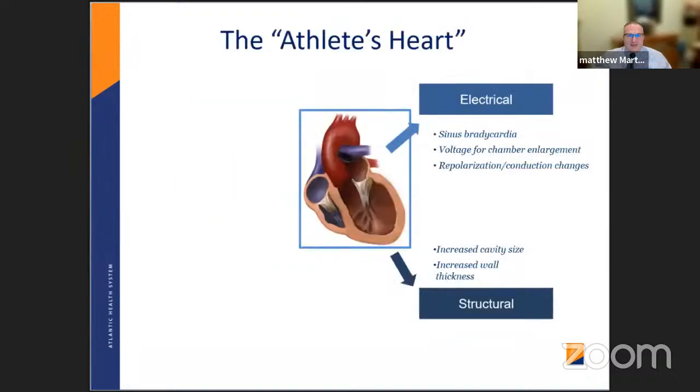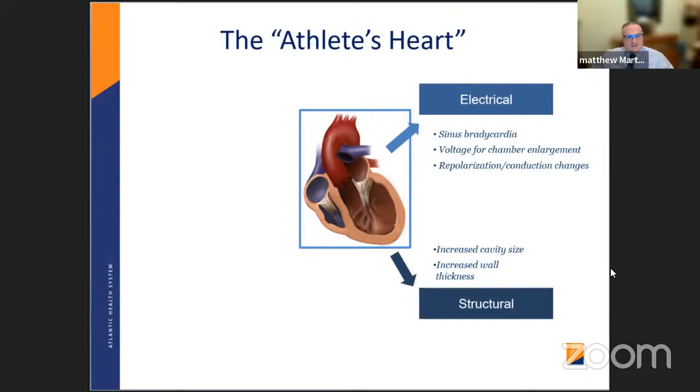So when we think about the athlete's heart, we think about it as either an electrical or a structural change. In the electrical realm, pretty common, right? We know ECGs are abnormal. A lot of times abnormal compared to non-athletes, with bradycardia, voltage changes, repolarization changes, and even T-wave inversions that are a result of the structural changes underneath.